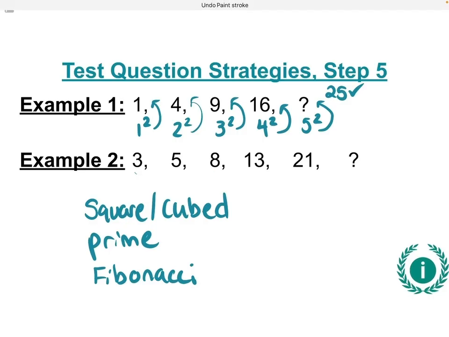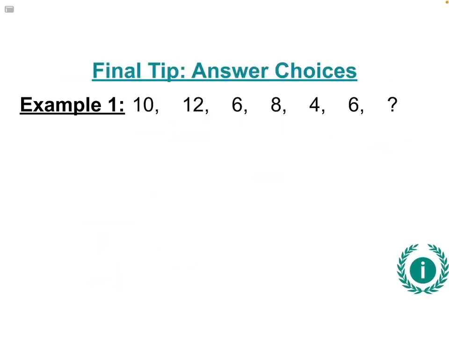So to find the missing number in our series, we must add together the previous two numbers in the series. So 13 plus 21 will give us 34, the missing number in our series.